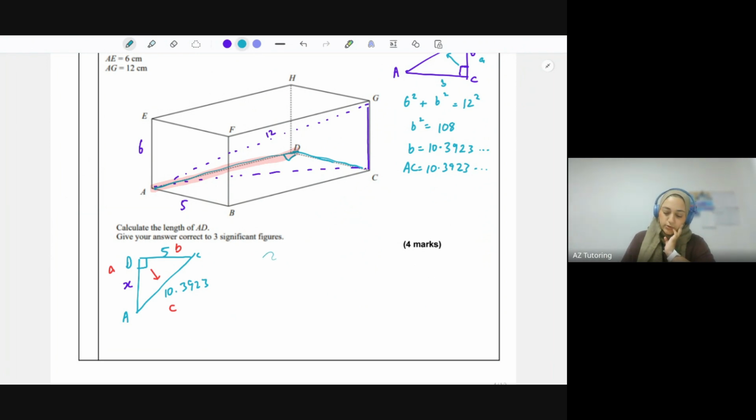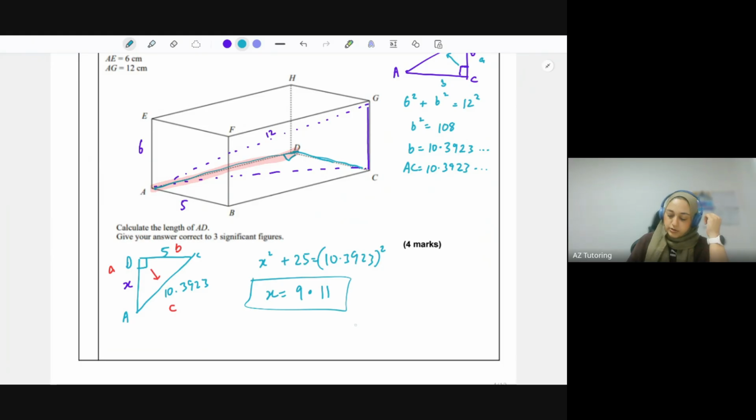Substituting that all in, we get A squared, which is X squared. We don't know what that is, that's what we're trying to find. Plus B squared, which is 5 squared, which is 25, equals C squared, so 10.3923 squared. When solving that, putting it over to the other side, we end up getting 9.11 to 3 significant figures, and that's my answer. So just write it here: length AD, which we said is X, is 9.11. So that's how Pythagoras can be made further complicated.